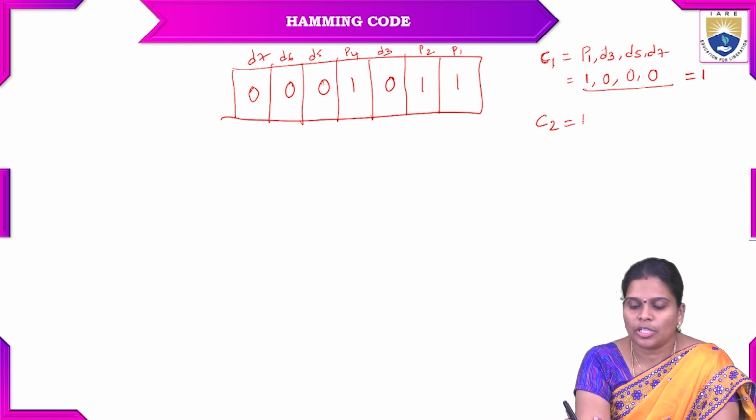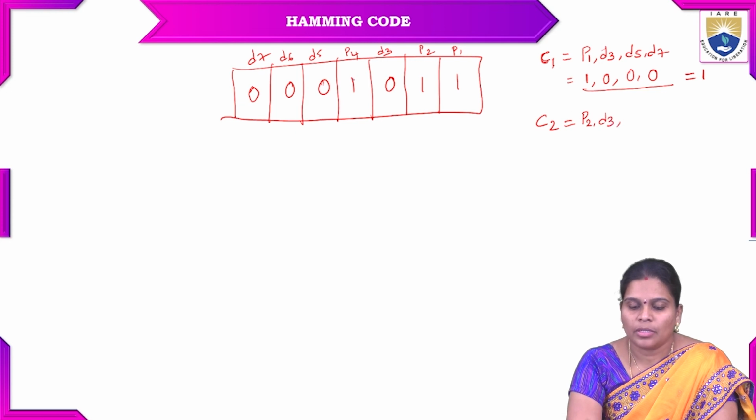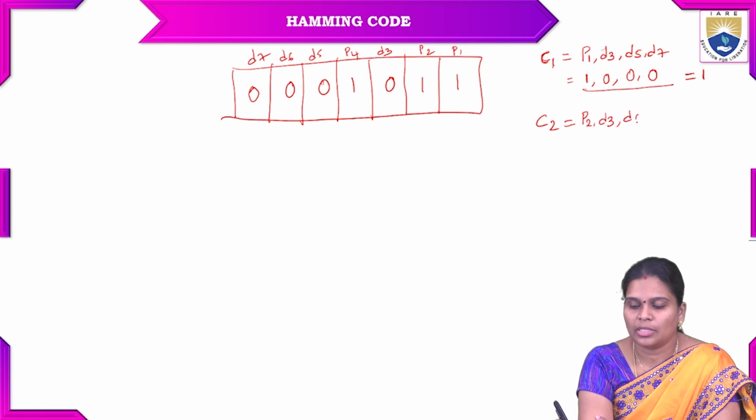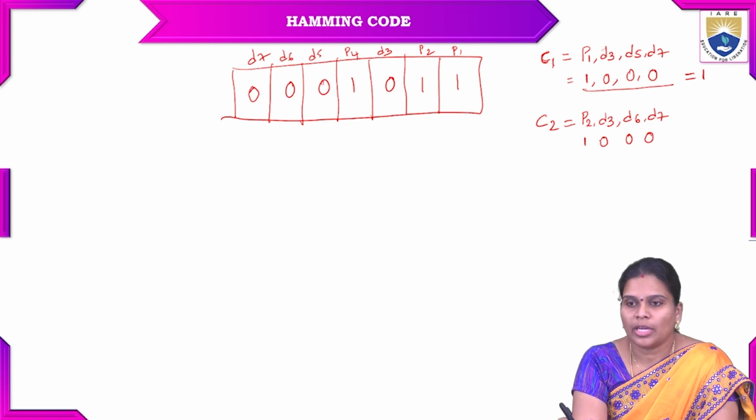So the next positions are P2, D3. Here we are not taking P4 and D5. Next one D6 and D7. P2 is 1, D3 is 0, D6 is 0, D7 is also 0. Concentrating on the number of ones, it does not satisfy the even value, so again it will be 1.